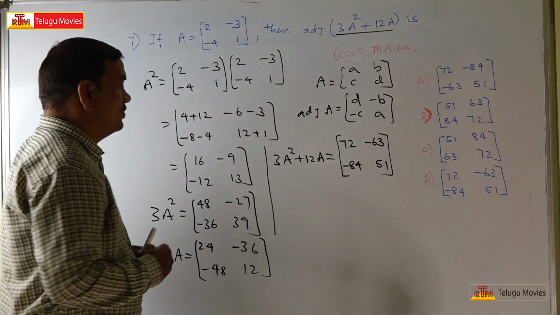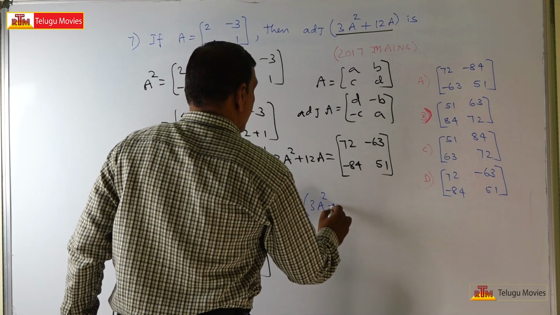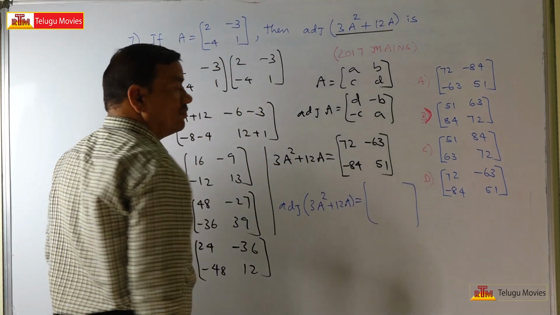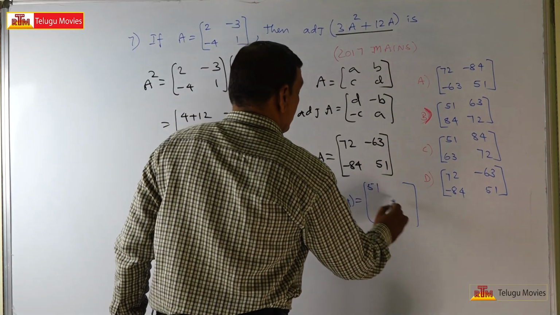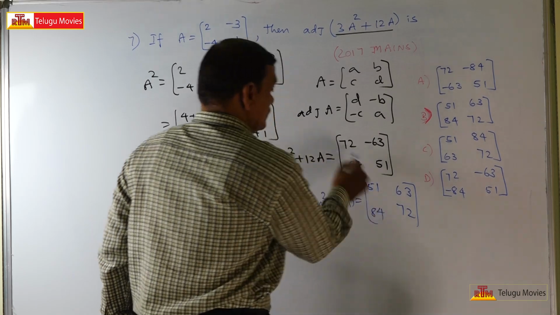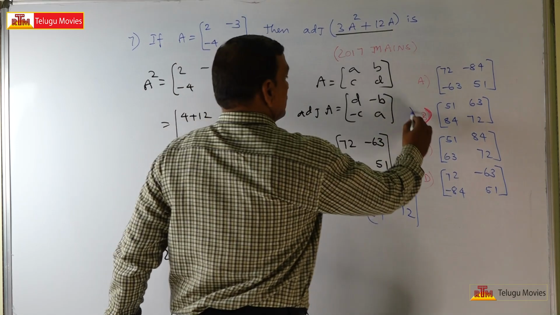Now therefore, what is the adjoint of this 3A square plus 12A? As I told, just interchange the principal diagonal elements, that is 51, 72. Change the sign, 63, 84. That's all. So therefore, option B is the correct answer.